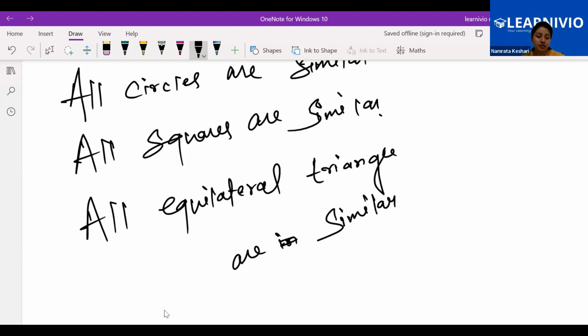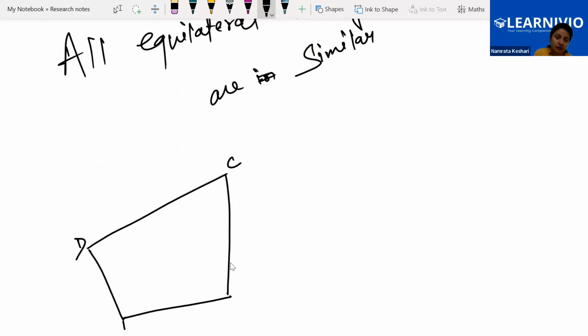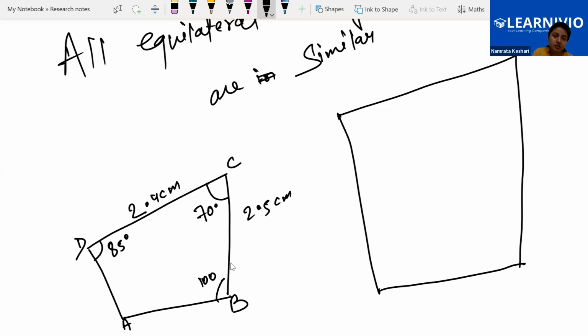Now one figure is like this. D, C, A, B. This is 85 degree, this is 70 degree, this is 2.4 centimeter, this is 2.5 centimeter, this is 100 degree, and here we have 1.5 centimeter, here 2.1 centimeter, and this is 105 degree. Here we have S, R, Q, and P.